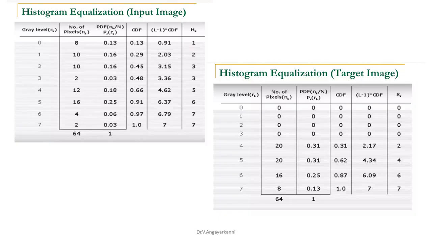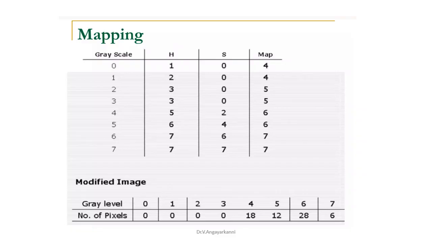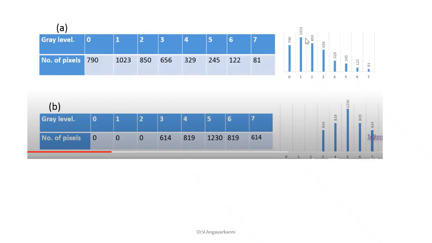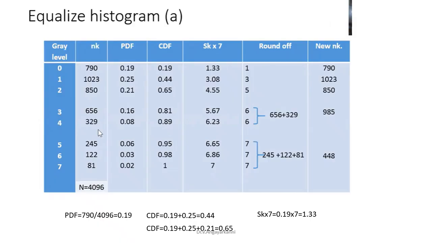In the same way we have to calculate for the target image. Then grayscale, H, S and the mapping value are listed. Then the modified image is shown in the graph. Given histogram A and B, modify histogram A as given by histogram B. So like the previous example, we have to calculate the histogram. For the first one, we calculate the graph, how it is listed, just the graph shown with the number of pixel values. And now calculate the first table.